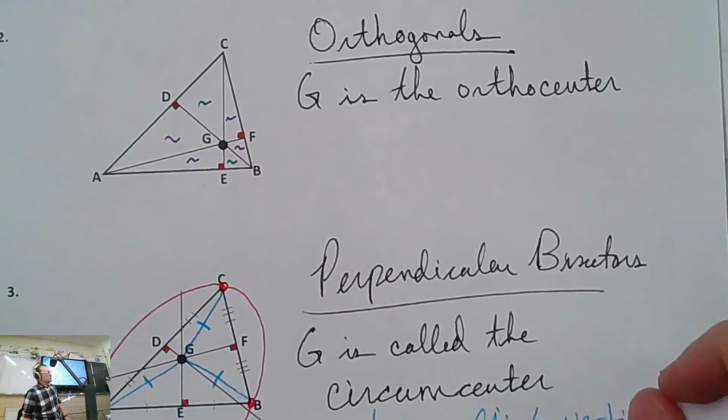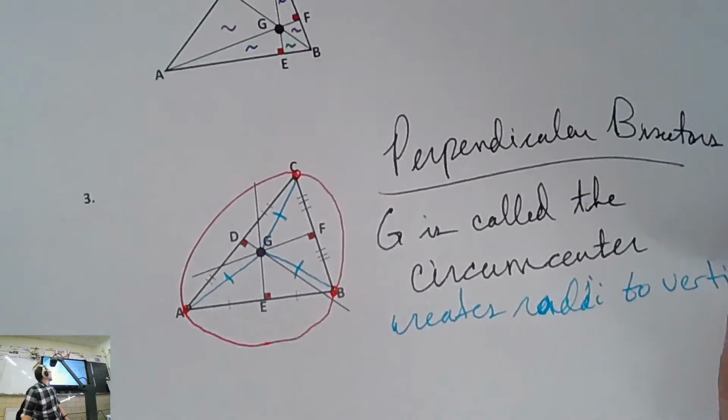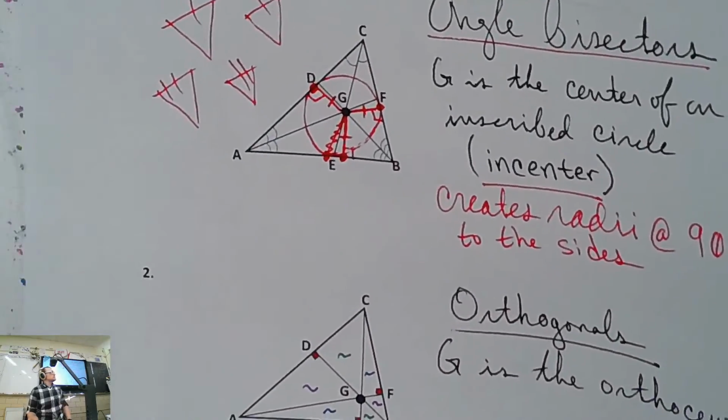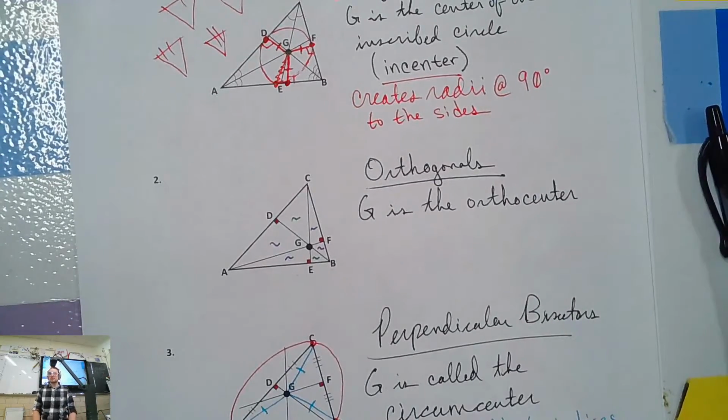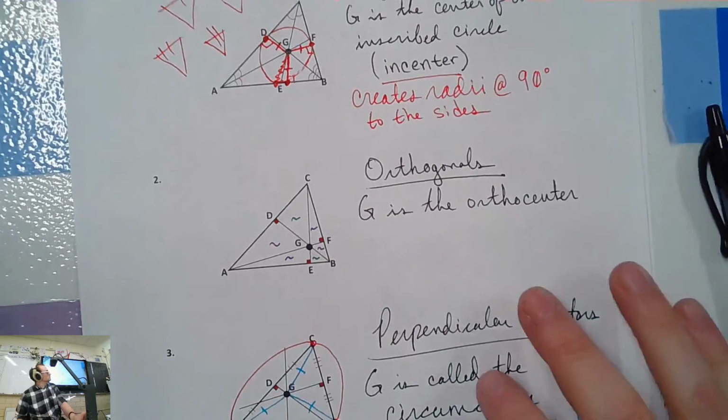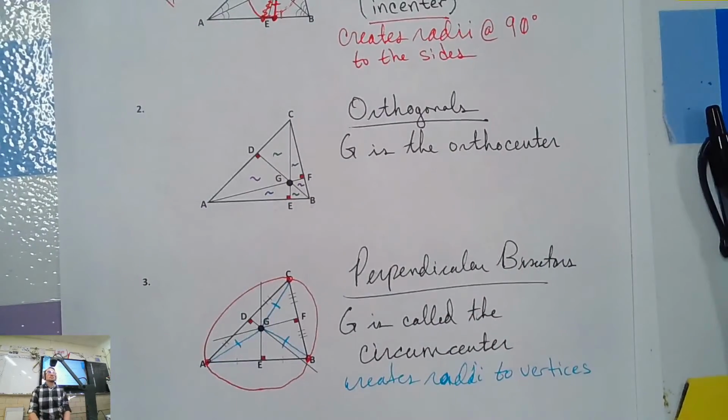What do you notice about all these diagrams? First of all, they're all the same triangle. They just have different segments drawn in them. What else do you notice? Good. What else you got? What do you mean? They do. What else you got?